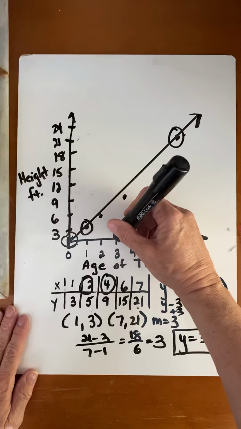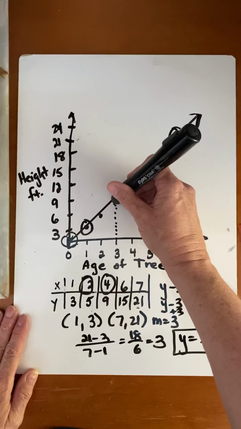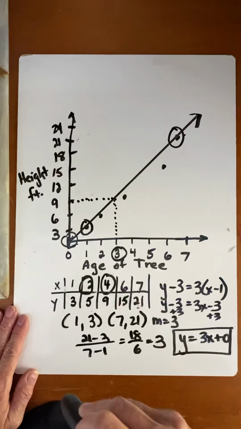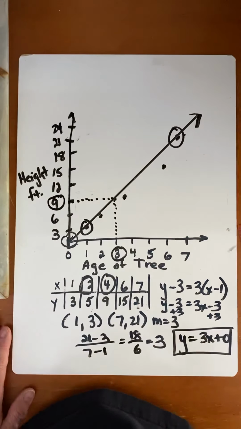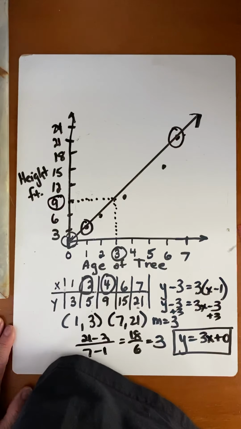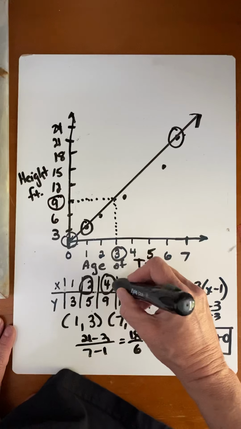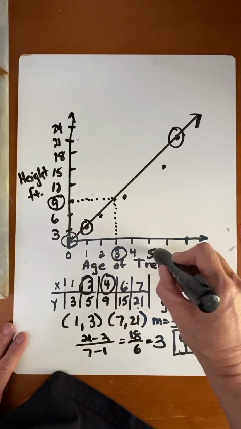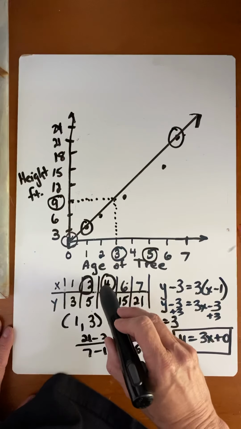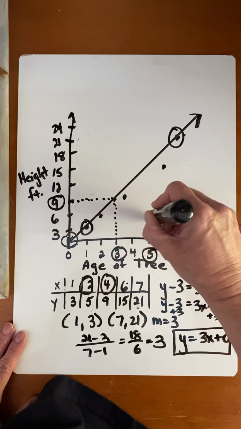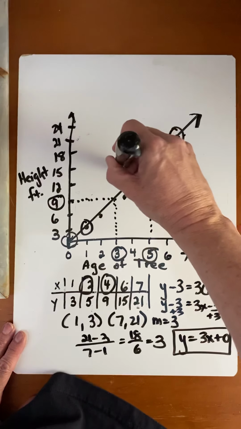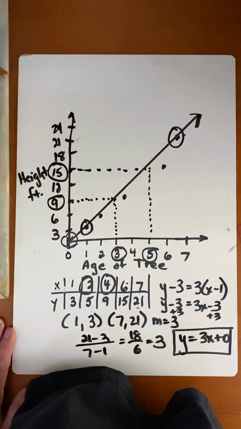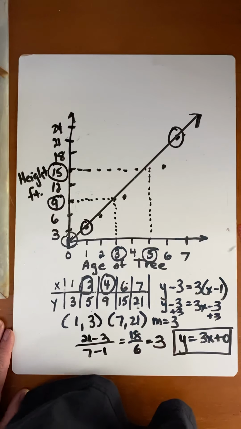How do I do that? I say, okay, at the age of 3, I'm going to go up to the line and then I'm going to go over. So when the tree is 3 years old, it should be 9 feet. That's interpolation because it was between 2 known data points. Suppose I wanted to know, well, what about at 5 years? The same guy seemed to be asleep at 5 years. So because it's between 2 known data points, 4 and 6, I can use the graph. So I go up and I go over. And at 5, my estimation for the height would be 15. That's using linear interpolation.